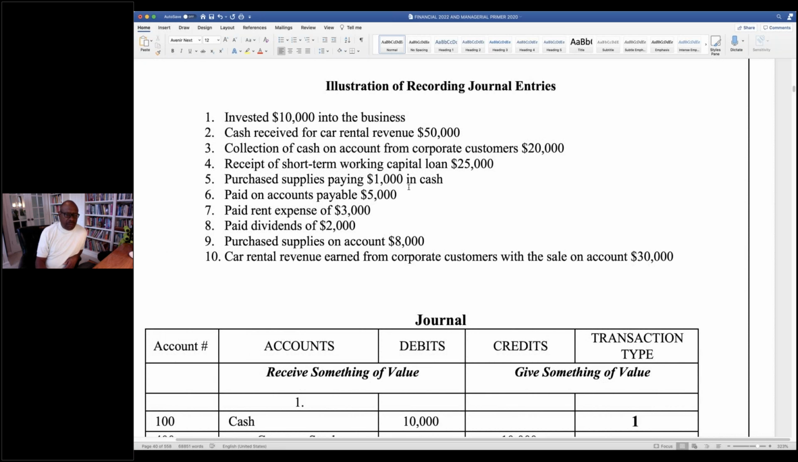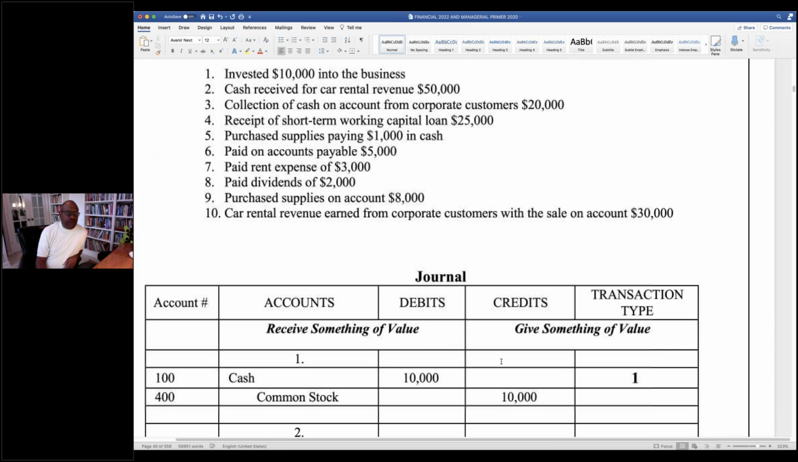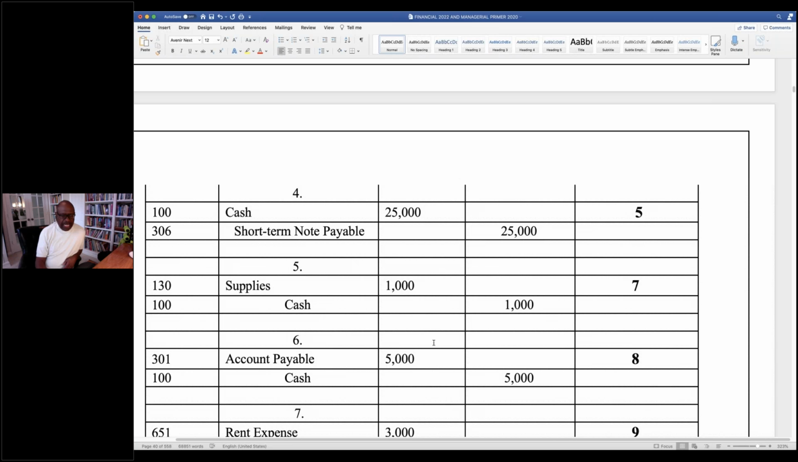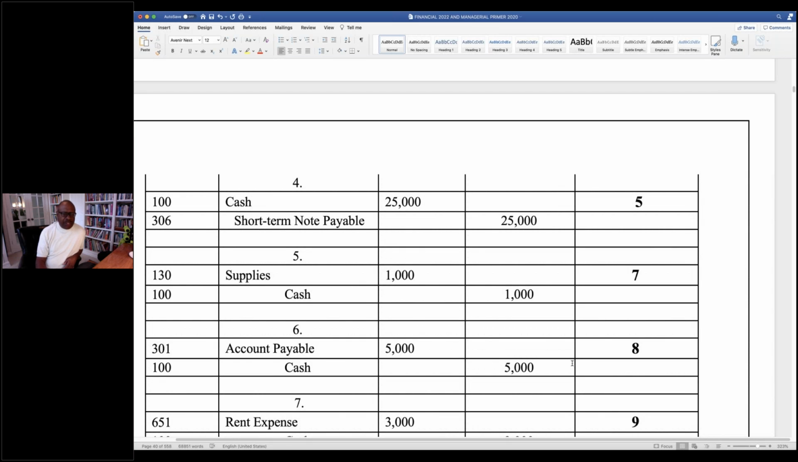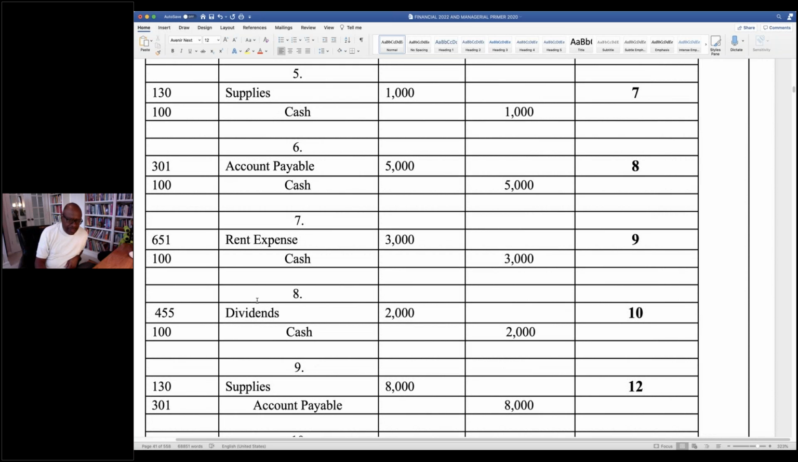Receipt of a short-term working loan, we debit cash, credit short-term note payable. Then we purchase supplies paying cash, debit supplies, credit cash. We pay $5,000 on account payable, debit account payable, credit cash. We paid rent expense, debit rent expense, and credit cash. We paid dividends, debit dividends and credit cash.